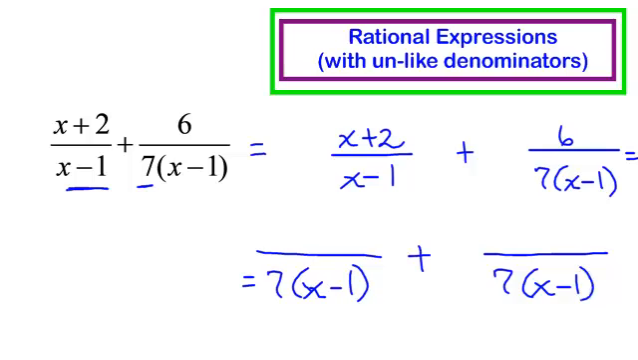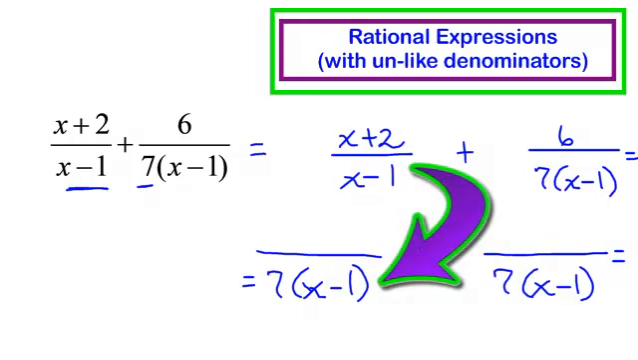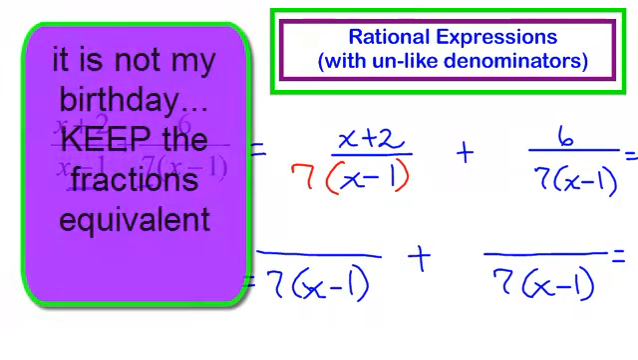That is what I will put both of my fractions over. In the first fraction, did I have to change it? Yes, I did. I multiplied it times 7. I had x minus 1. I now have 7 times x minus 1. Is that cool? No, it's not cool.